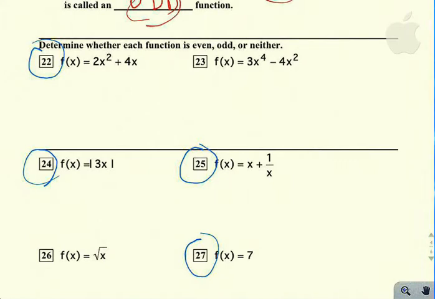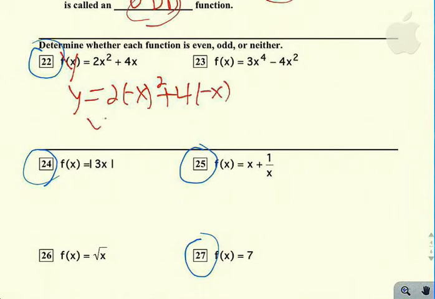Anyway, for number 22, we want to test it for even. So negate the x. Let's think of this as y. So negating the x, we'd have y equals 2x squared minus 4x. They're not the same. So what do we say? We say it is not even.